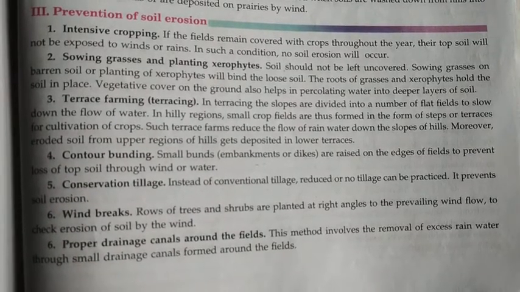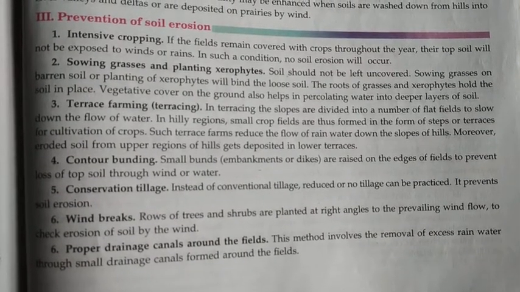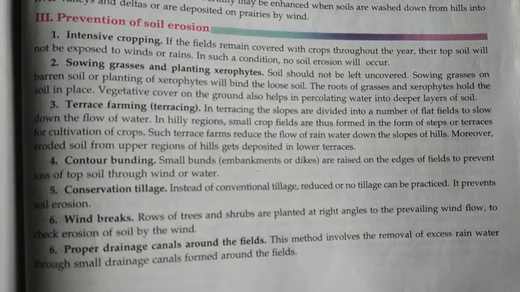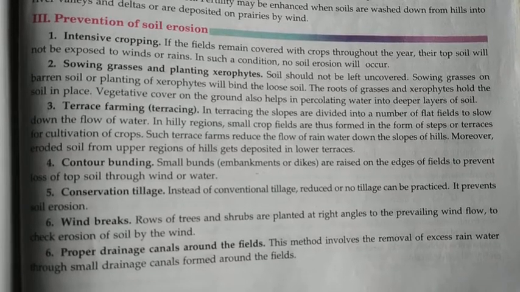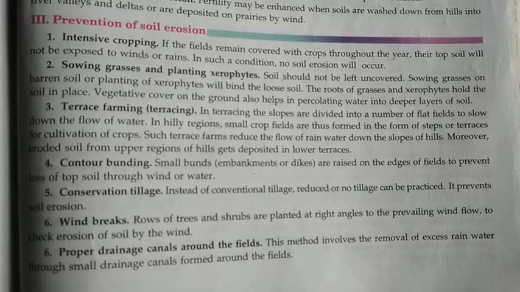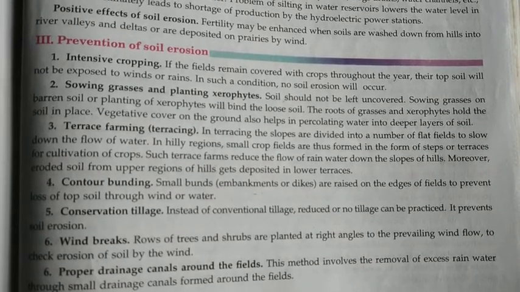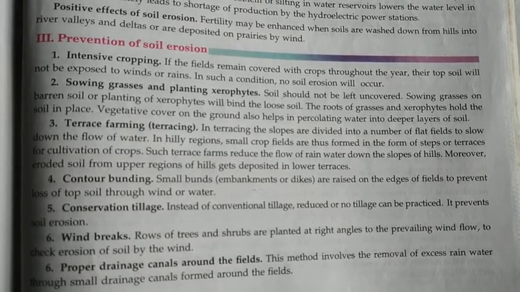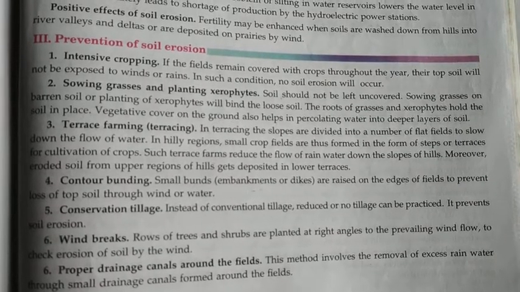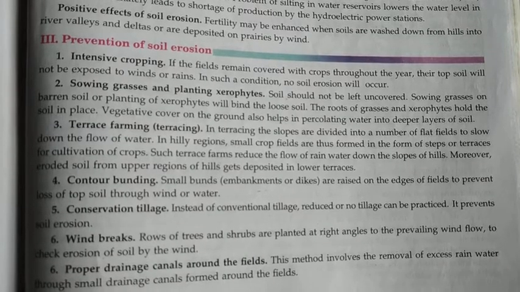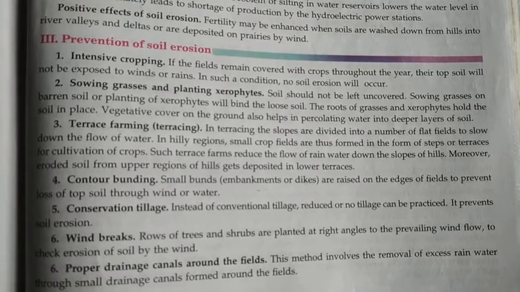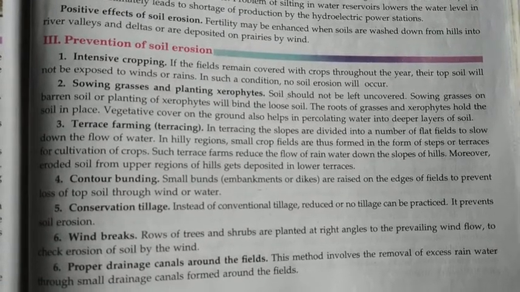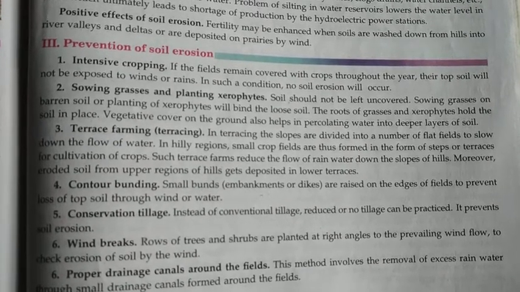One more intensive method of farming is called terrace farming. In terracing, the slopes are divided into a number of flat fields to slow down the flow of water. In hilly regions, small crop fields are thus formed in the form of steps or terraces of cultivation of crops. Such terrace farms reduce the flow of rainwater down the slopes of the hills. We can see these methods in hill stations, in the cultivation of coffee estates or tea estates, where we grow the plants in a stepped manner. That is considered terrace farming.